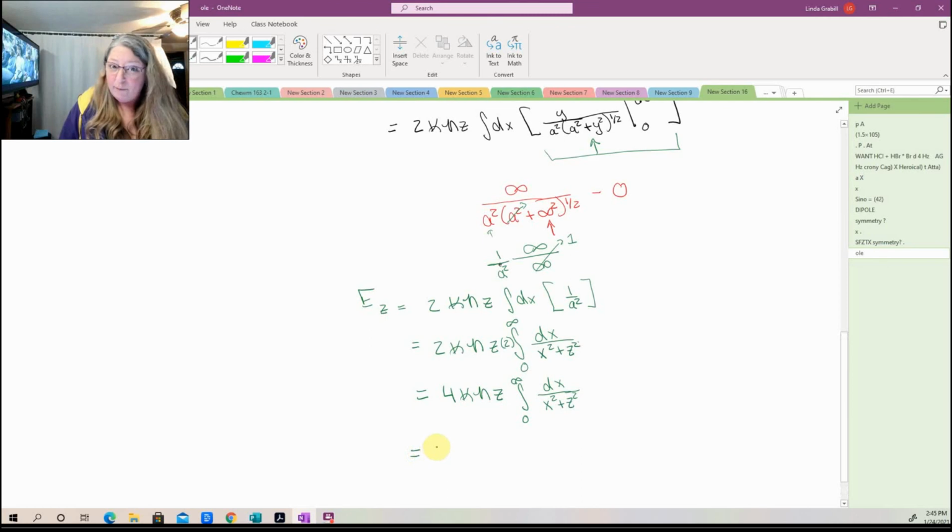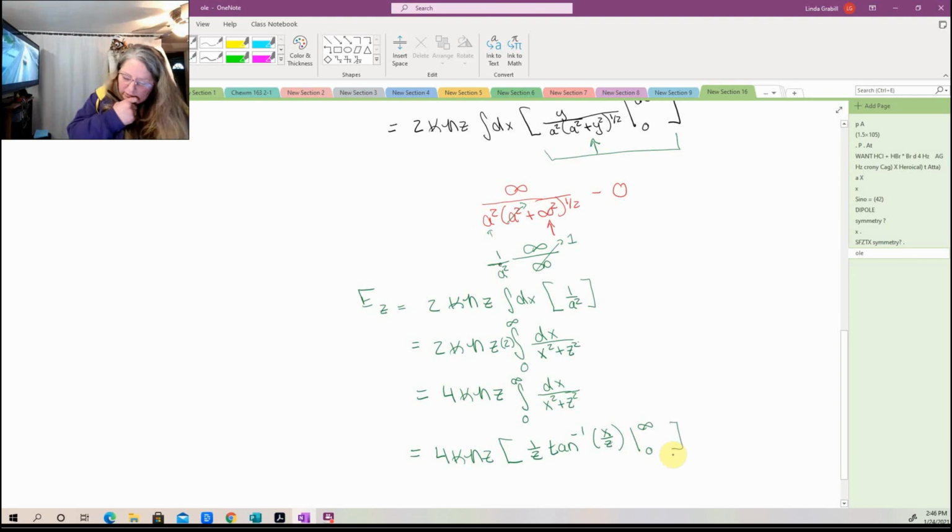And by the way, I would not expect you to be able to deduce these by hand just yet. So using an integral table or Wolfram Alpha or any one of those to get your indefinite integral is just fine right now. Later on, we'll worry about having to do those things by hand. I look this up on a table and I find 4k eta z times 1 over z times the arctan of x over z, evaluated from 0 to infinity.